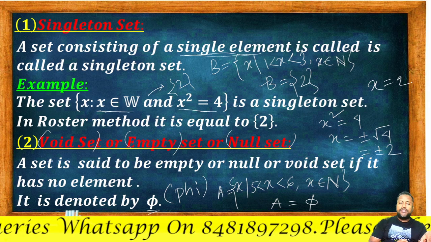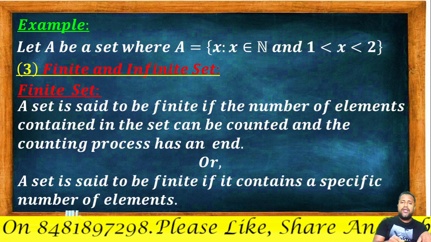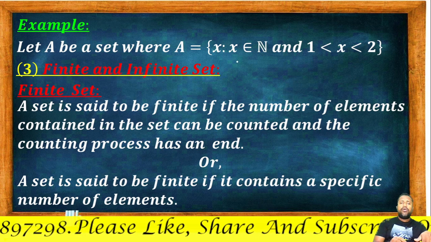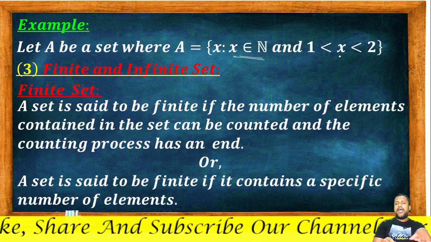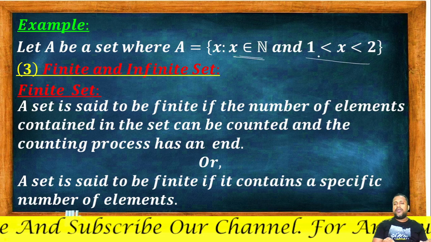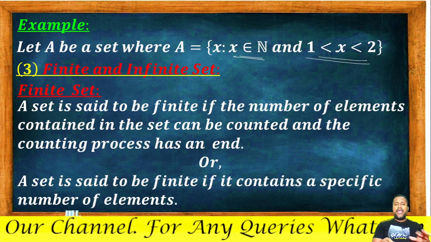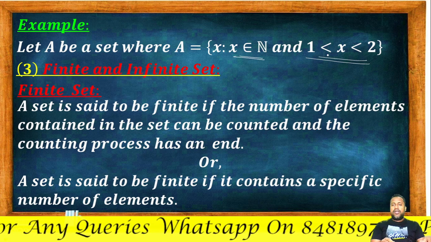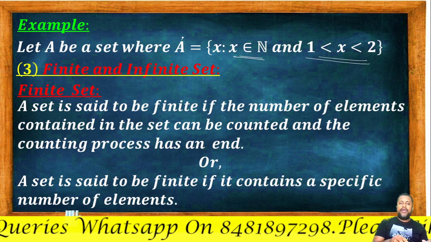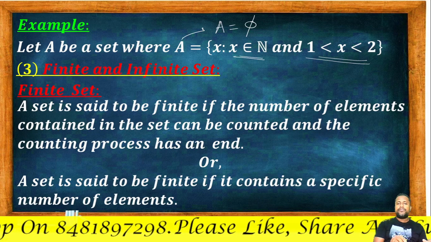Next one, here I have given another example. Say let A be a set where A equal to {x belongs to N and x greater than 1 and less than 2}. Now see here, between 1 and 2 there is no natural number, so set A will be a null set, so A will be actually phi.